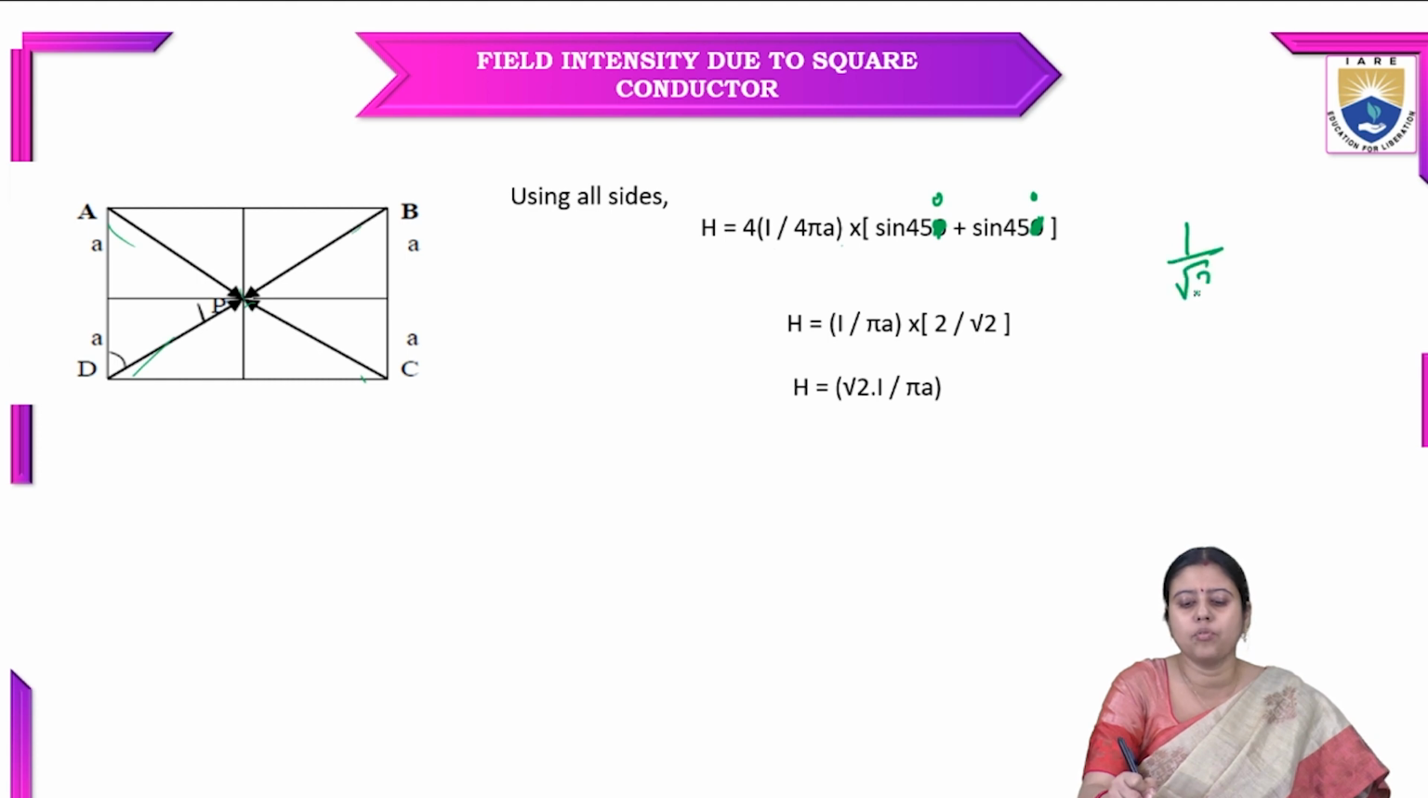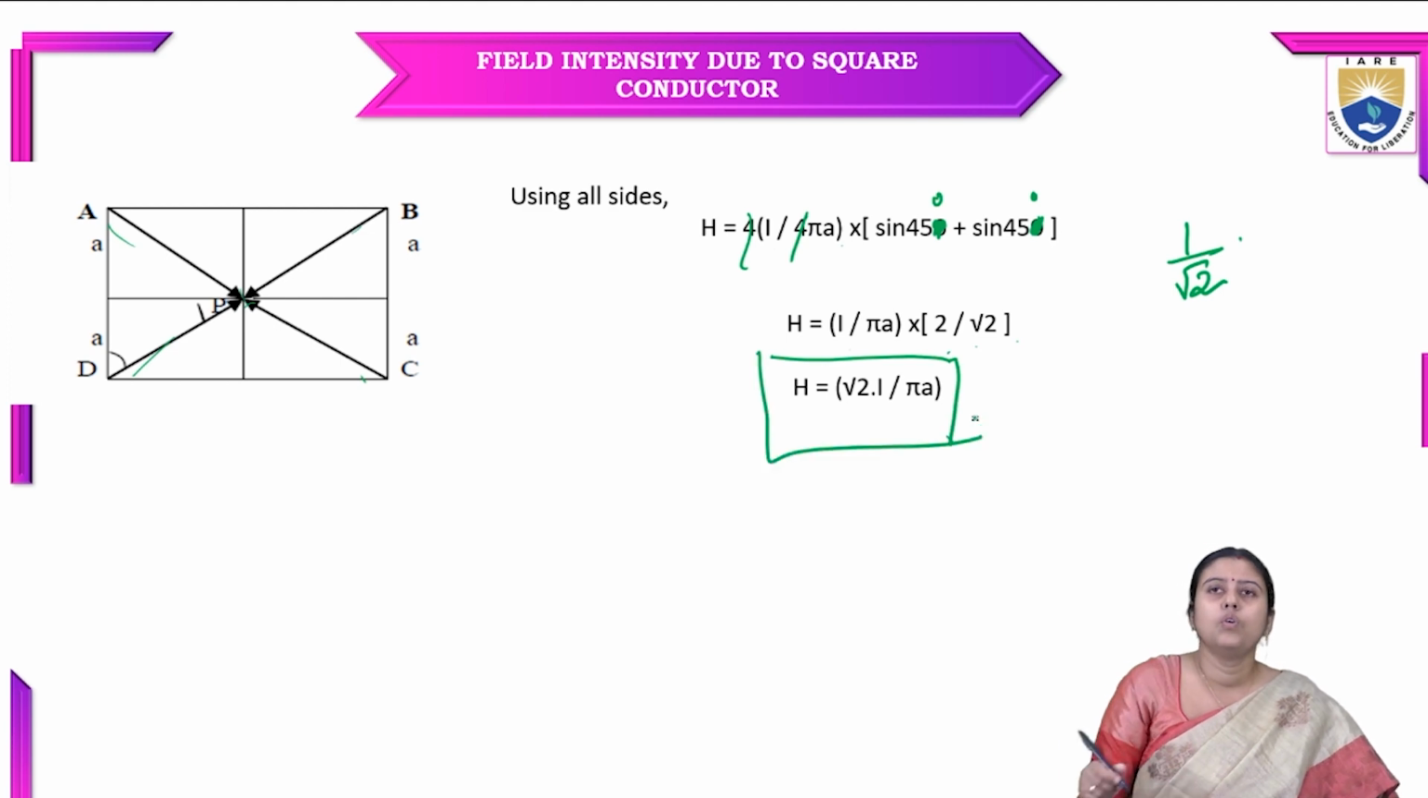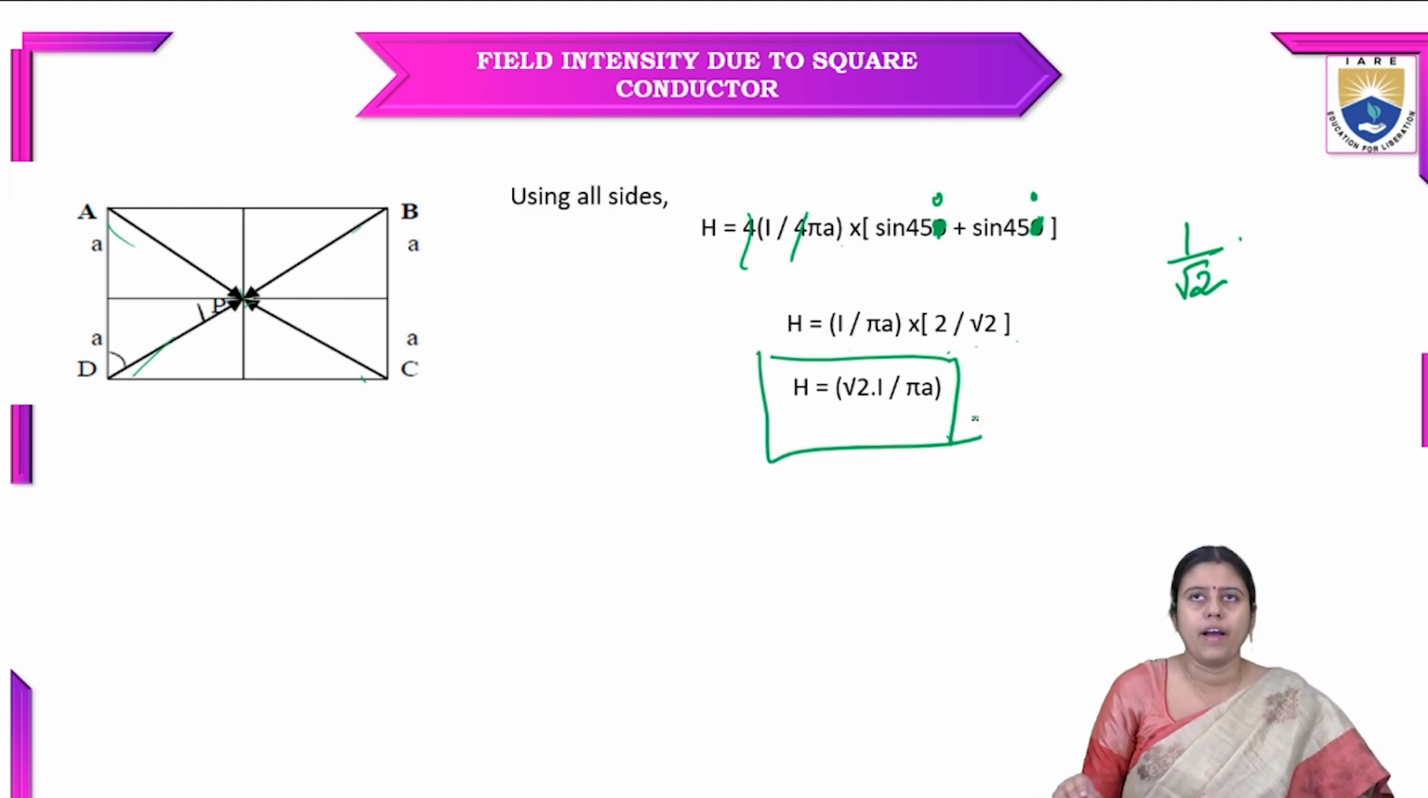Sine 45 degree is 1 by root 2. So the 4 cancels out. So I by pi A into 2 by root 2. So we got here H is equal to root 2 I by pi A.